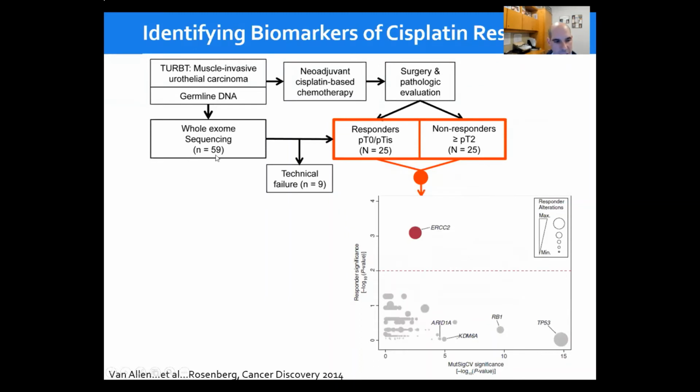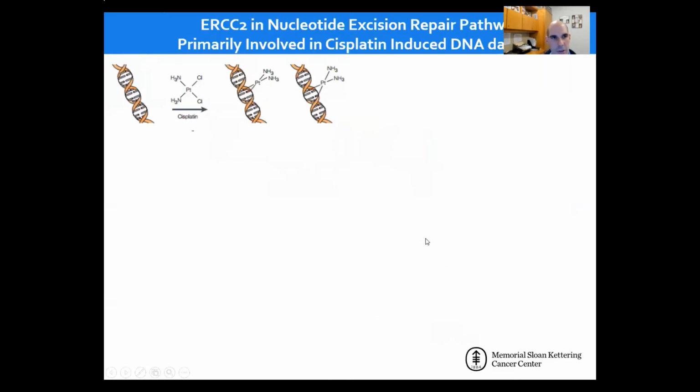And so this is an investigation from Ellie Van Allen's group, as well as Jonathan Rosenberg, at Dana-Farber and the Broad. And so whole exome sequencing of 25 responders and 25 non-responders. And interestingly enough, when they compared the genomic profiles for responders versus non-responders, what was found is that responders to neoadjuvant chemotherapy had an enrichment in this gene called ERCC2, a DNA damage repair gene.